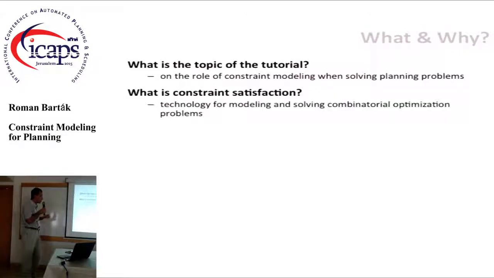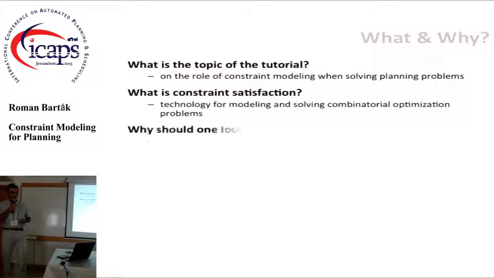So now the question is, what is a CSP? What is a constraint satisfaction? It's a technology which is very similar to Boolean satisfiability. I would say the major difference is that we have a larger range of constraints that we can use. So it's a technology for solving combinatorial optimization problems, and I mean combinatorial meaning discrete problems.